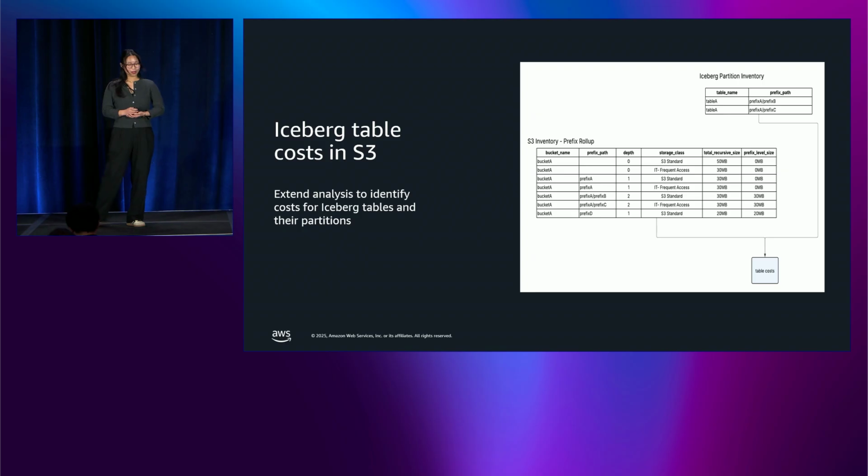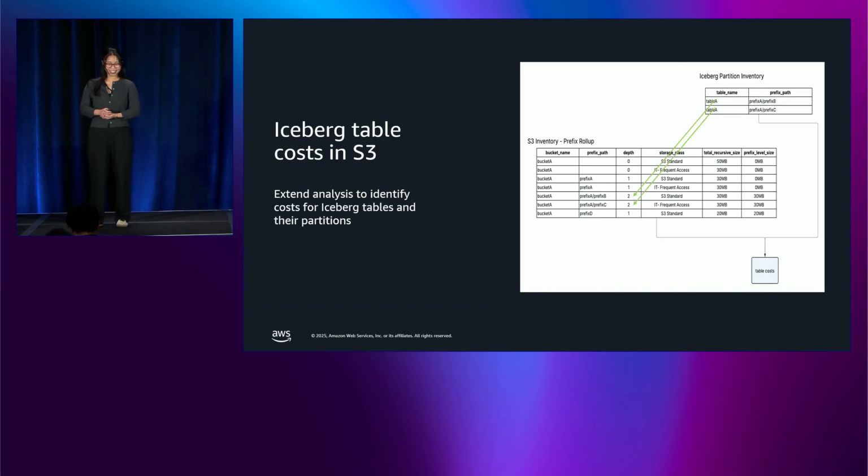So I'll take a step back here and bring back just our prefix rollup. As I've said before, this is a foundational set. Many use cases are unlocked now that we have this kind of granular information. We've mostly been exploring prefix cost, but this can be easily extended to Iceberg table cost. For example, we have the Iceberg partition inventory that tells us table A has prefix B and prefix C as partitions. Now, we can easily link this back to the rollup.